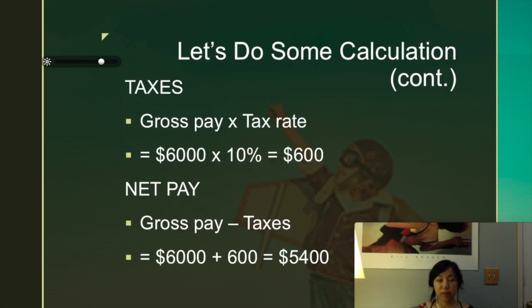For taxes, we picked the 10% tax rate. So gross is $6,000 times 10% equals 600 in taxes. Net pay is gross pay minus the taxes, 6,000 minus 600, which is equal to 5,400. There should be a minus sign there, and I am going to change it when I export the slides for you.